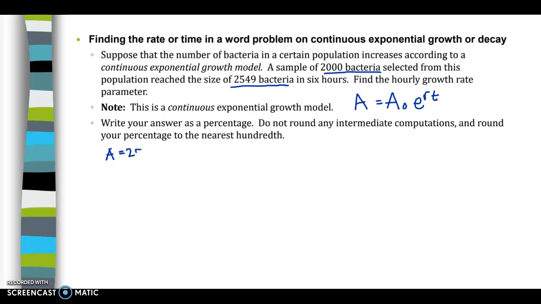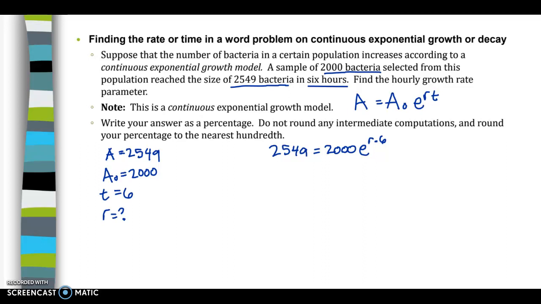So we have A equals 2,549, A naught equals 2,000, and then it says it took 6 hours. So the time it took is 6 hours. And now we're trying to find the growth rate, or R. So let's go ahead and plug all these in. We'll get 2,549 equals 2,000 times e to the R times 6.